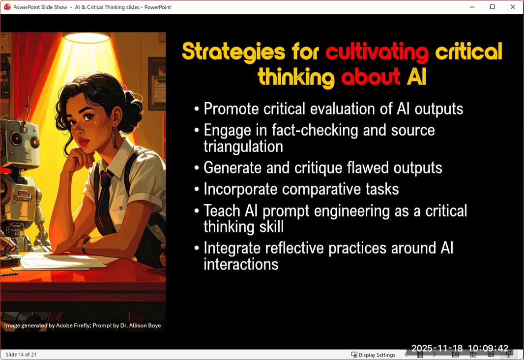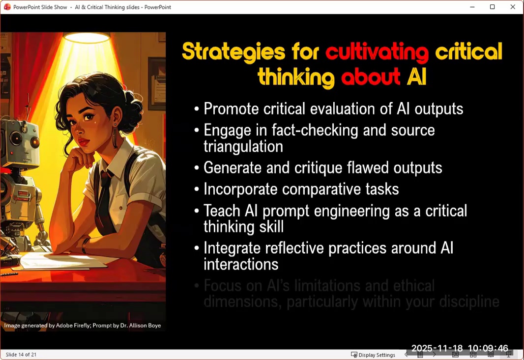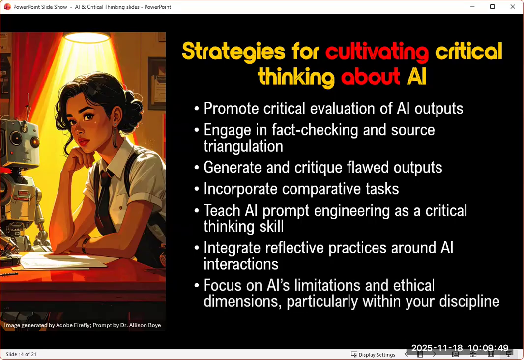And that's a really important thing for our students. And then last but not least, obviously, we want to make sure our students know about AI's limitations and the ethical dimensions around it. And if you can ground that specifically in your discipline, all the better.